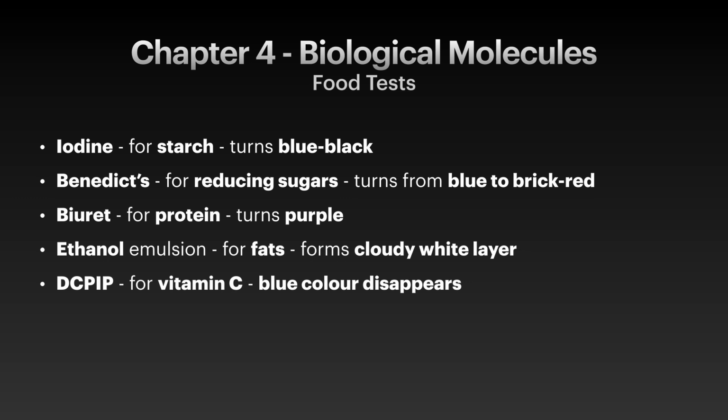The last test is the DCPIP test for vitamin C. DCPIP is a blue solution. When you add a sample containing vitamin C, the vitamin C reduces the DCPIP. The blue color fades or disappears completely. The faster it decolorizes, the more vitamin C is present. This is great for comparing vitamin C content in different fruits.